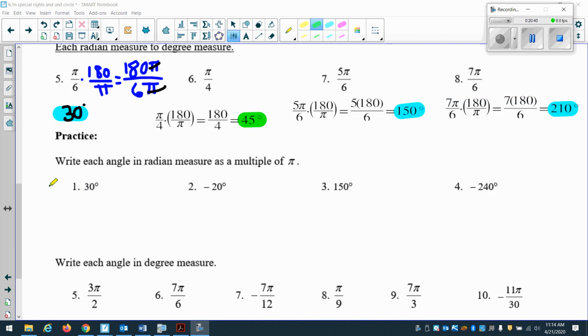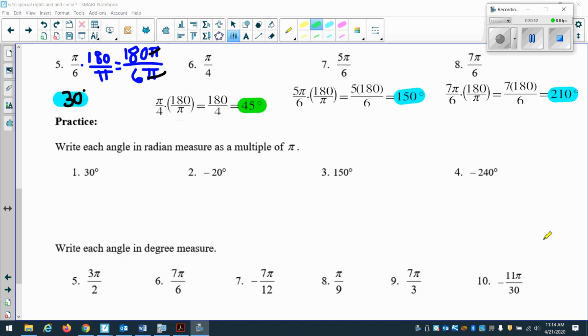So I want you to try the practice below, okay, and look at the answer key, which I'll show in a minute, to compare your answers. Okay, make sure everybody's on the same page, and then we will move to talking about how this applies to the unit circle.